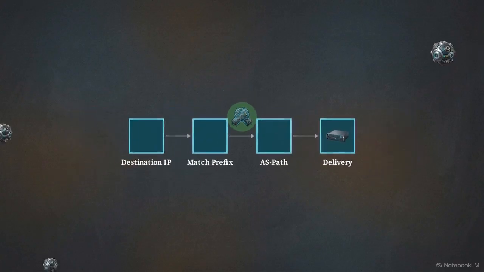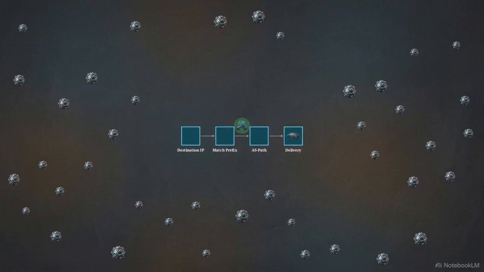The design assumes a baseline of honesty. BGP expects every autonomous system, whether it's a small regional provider or a massive multinational carrier, to broadcast unverified routes to its neighbors. There is no built-in mechanism to check if a route is legitimate.